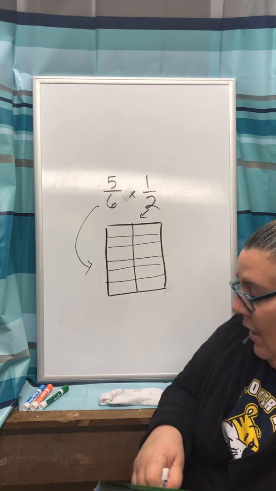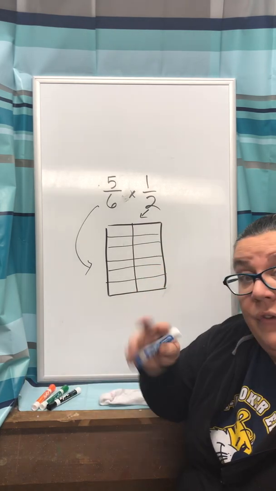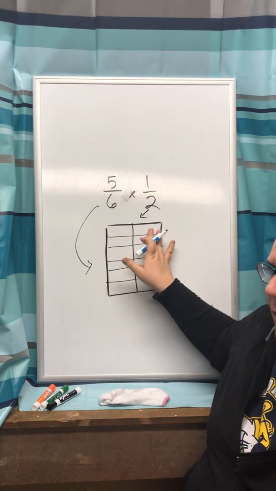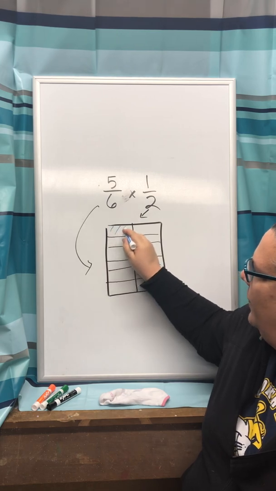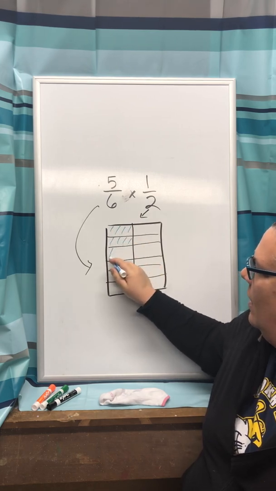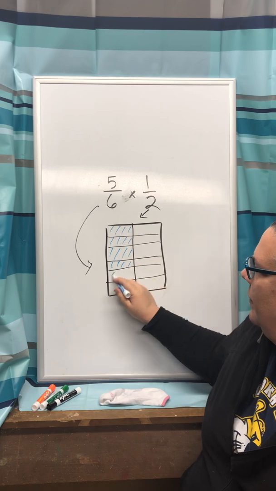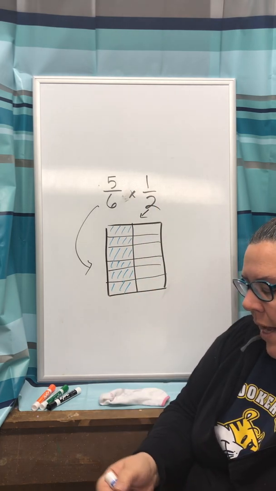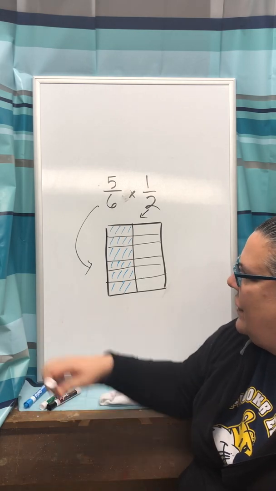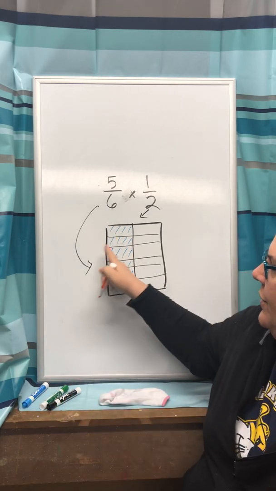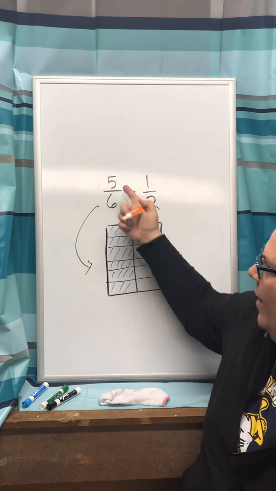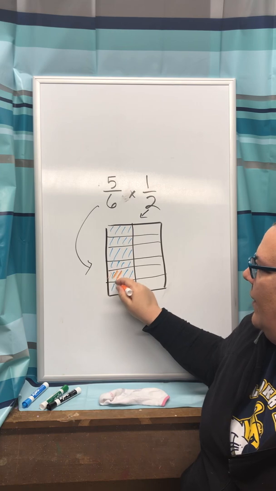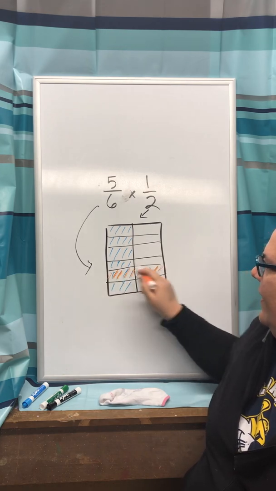So I'm again going to take my 2 different colors, and for my 1/2, again, those are my 2 parts, I'm going to shade in 1 of the 2 parts. Okay, when I go to my other side, where I have 1, 2, 3, 4, 5, 6, I'm going to shade in 5 of those 6s. So it's going to be down to there.